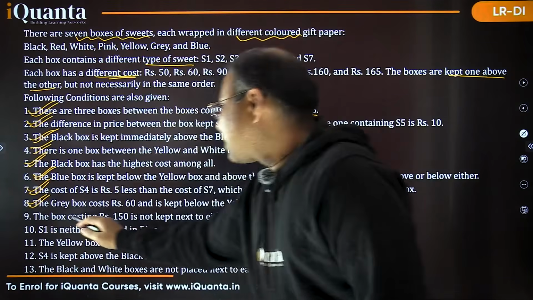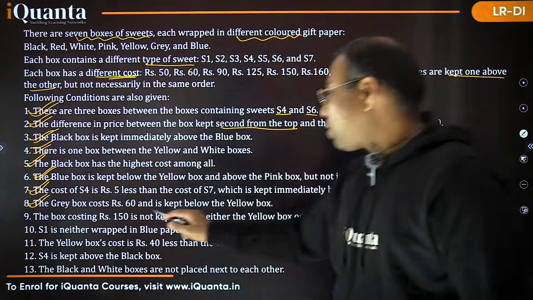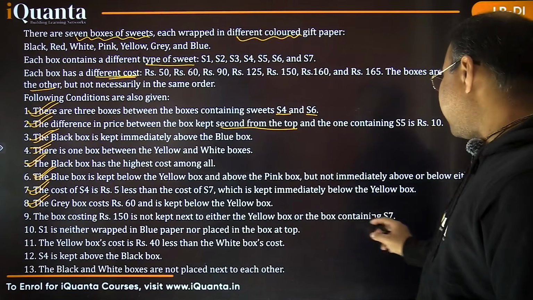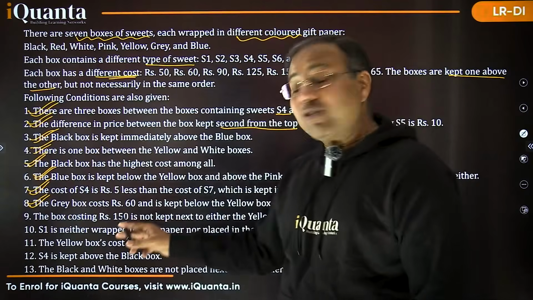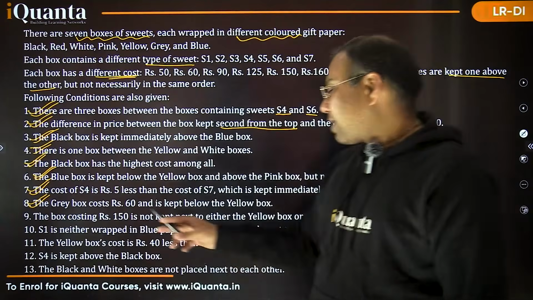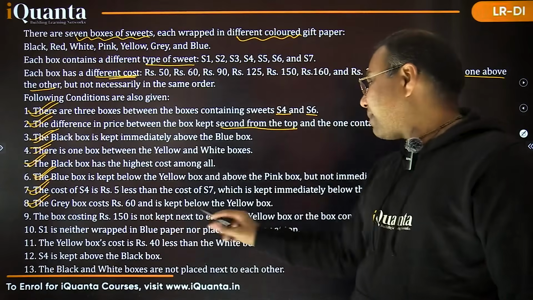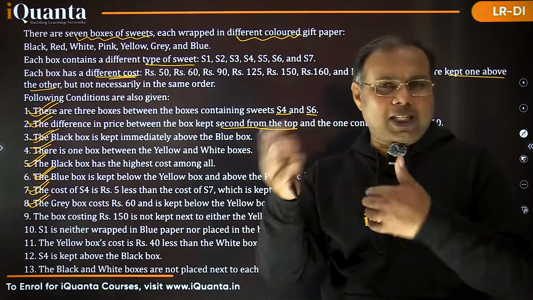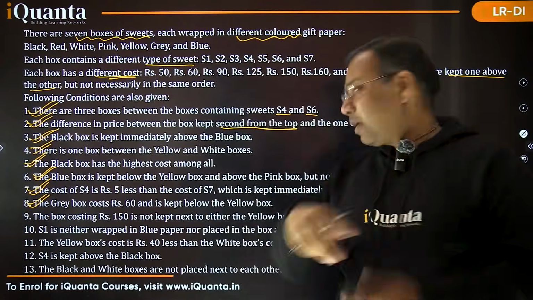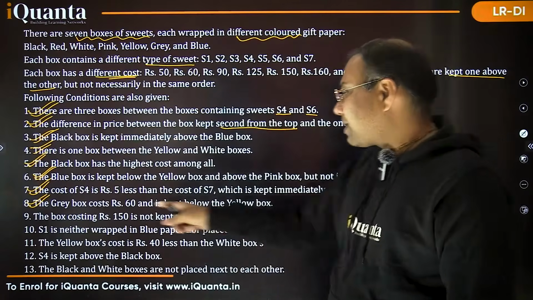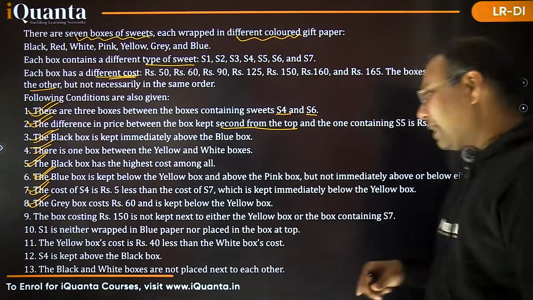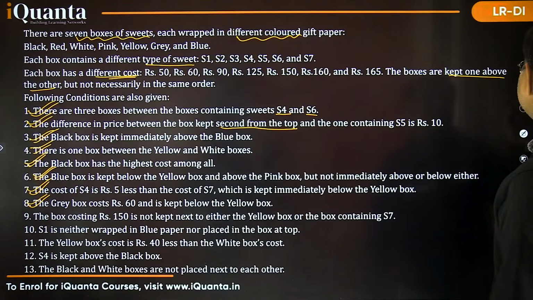Now the box costing 150 is not kept next to either the yellow box or the box containing S7. Okay, we are talking about the box which is costing 150. तो ये कहां पे नहीं है? It is not kept next to either yellow. तो येलो के नेक्स्ट मतलब इमीडिएट नेक्स्ट बॉक्स, राइट? मे बी अबव और बिलो. तो येलो वाले के इमीडिएट नेबर नहीं है और द बॉक्स कंटेनिंग S7 के भी नेबर में नहीं है. Let's see, we are talking about the box costing 150.